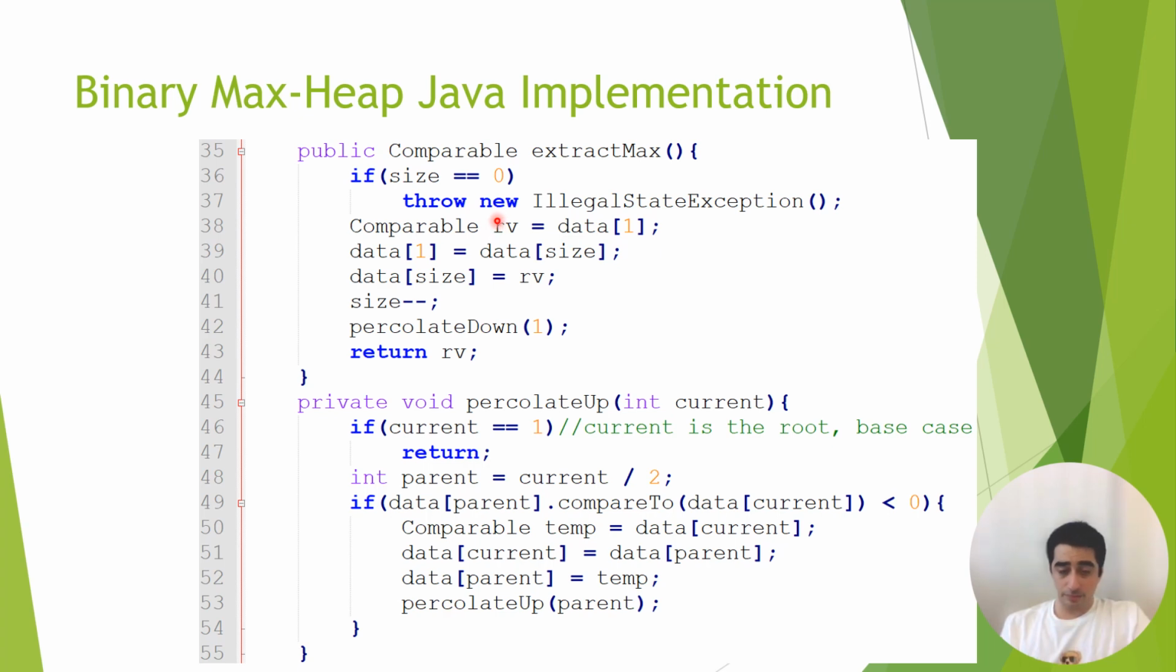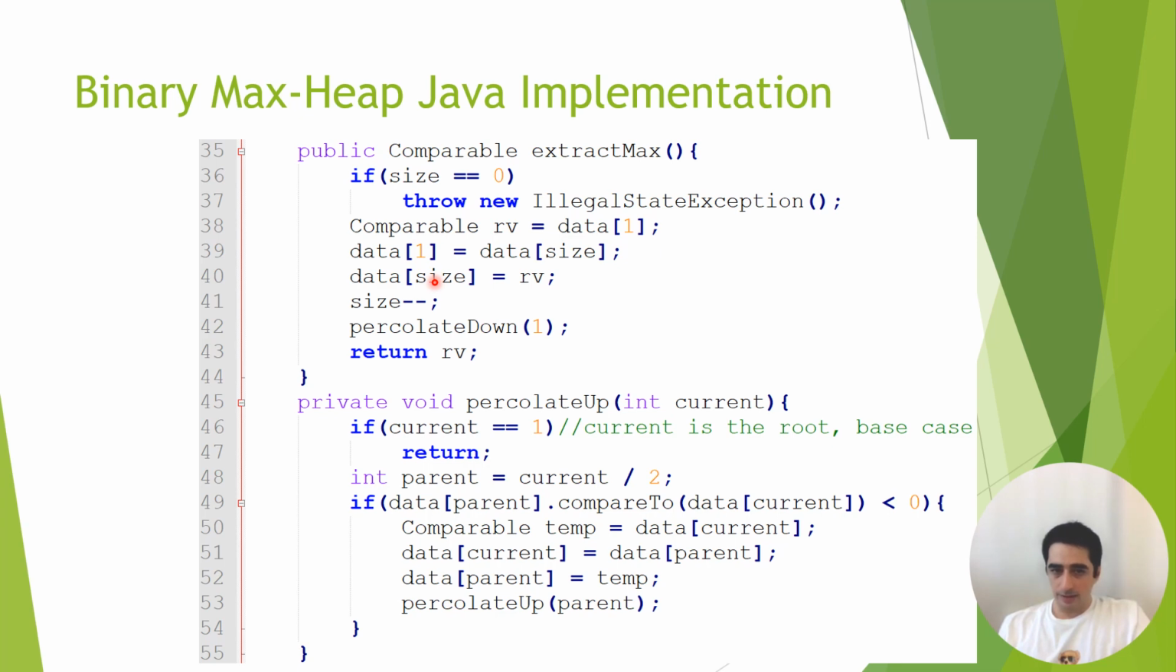Then, because it's a max heap, the maximum value would be at index 1. Because index 0 is empty, index 1 would be the maximum. We're going to return RV at the end, but before returning it, we got to fix the max heap property. So we're going to do a percolate down on the root. So we basically say, let's swap the element at the last cell of the array with the root.